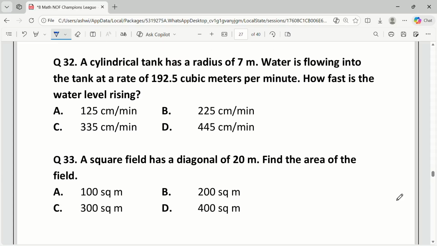Question 32. A cylindrical tank has a radius of 7 meter. Water is flowing into the tank at a rate of 192.5 cubic meters per minute. How fast is the water level rising?